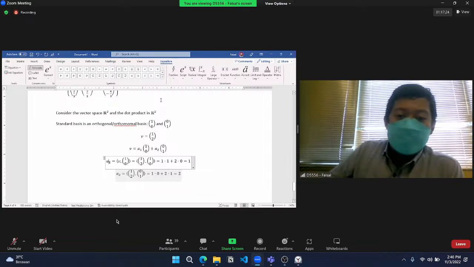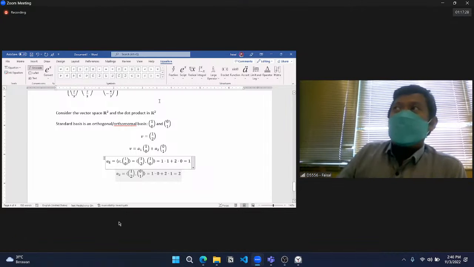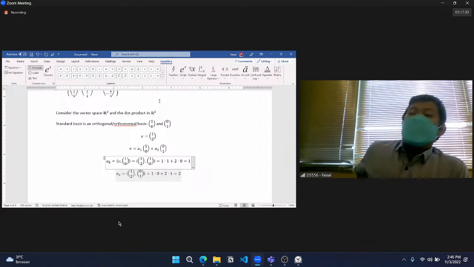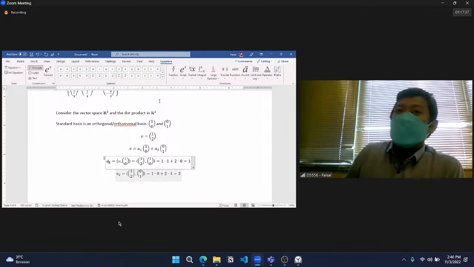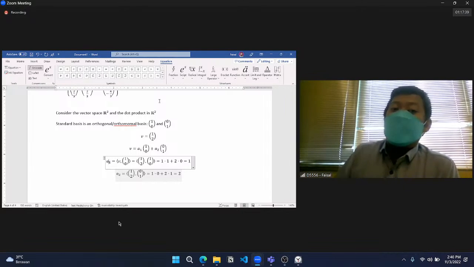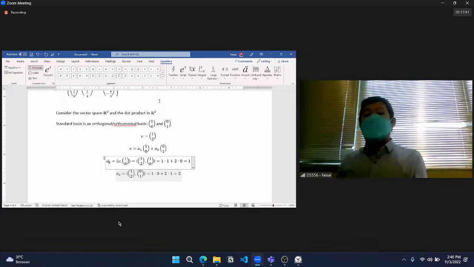So the main result, one main property of an inner product space: this vector space has an orthonormal basis, has an orthogonal basis.